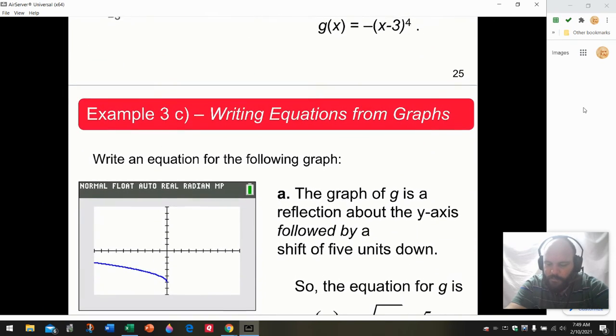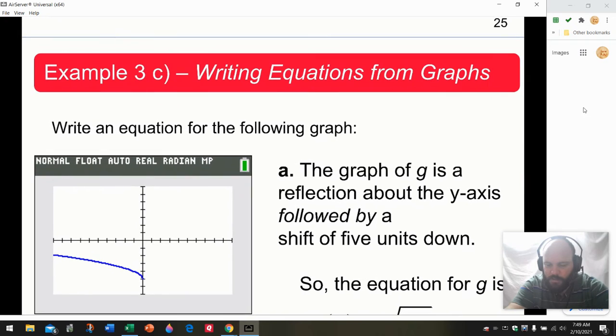Now, here's another one I want to take a look at. Now, this one, I'm not sure if you might recognize. Hopefully you do. This is actually the square root function. So this is not the same parent function as the last two. So I'm going to go ahead and write my parent function first. We usually call those f of x, and this is simply the square root of x.